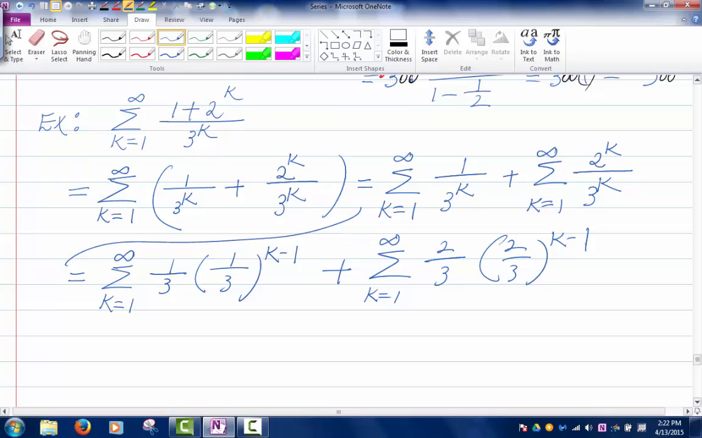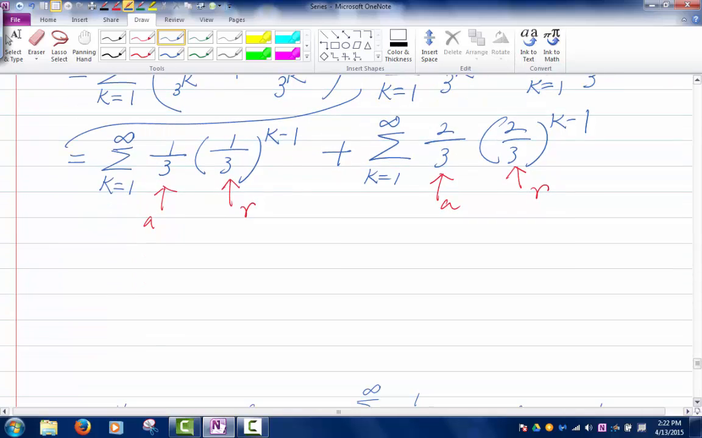Now, the first sum is a geometric series. What's the a value? What's the r value? An r value between -1 and 1 tells you that the geometric series is convergent, right? So I could now say that this is equal to a divided by 1 minus r plus a over 1 minus r.